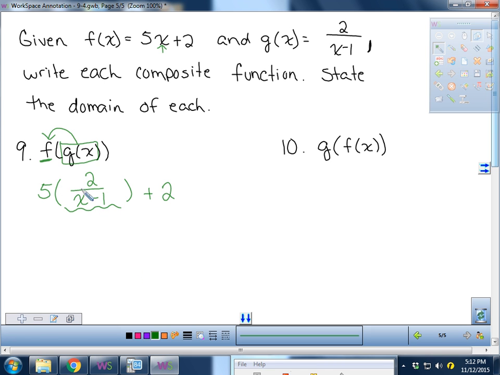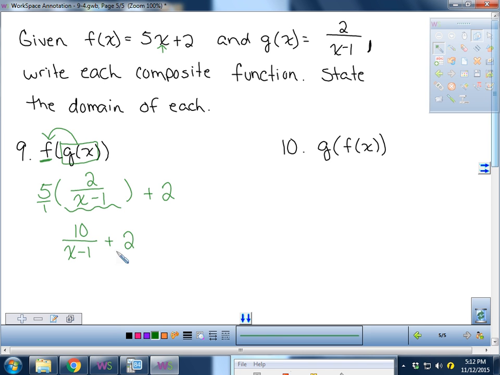So I've got 5 times 2 over x minus 1. All right? This is like 5 over 1. You multiply tops, you multiply bottoms. 5 times 2 is 10. And then I've got 1 times x minus 1, which is just x minus 1. And then you've got plus 2. I cannot do anything else with that. I have simplified as far as I can. But now we have to think of what x cannot be.